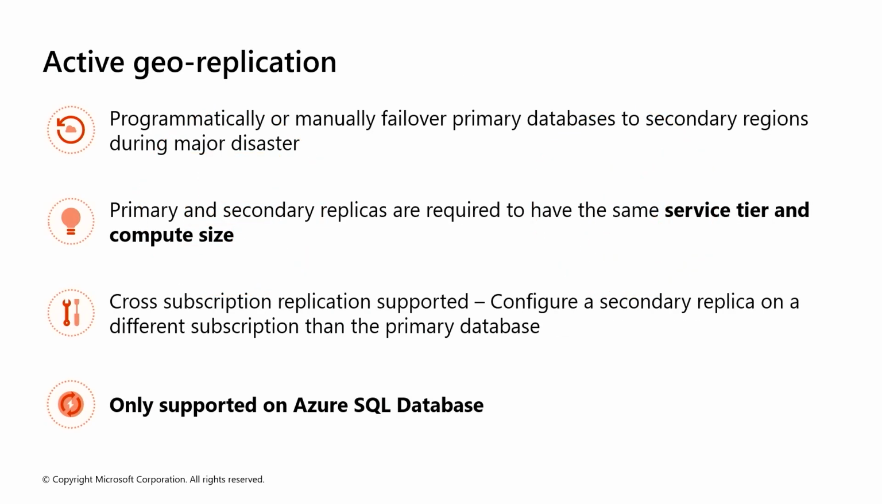Active geo-replication describes a great feature of Azure SQL Database that enhances availability by creating a readable secondary replica in another Azure region, which is asynchronously updated from the primary. This setup allows for manual programmatic failover in the event of a regional disaster, ensuring business continuity. Both the primary and secondary database must be configured with the same service tier and compute size, and cross-subscription replication is supported, offering us a lot of flexibility to manage the resource.